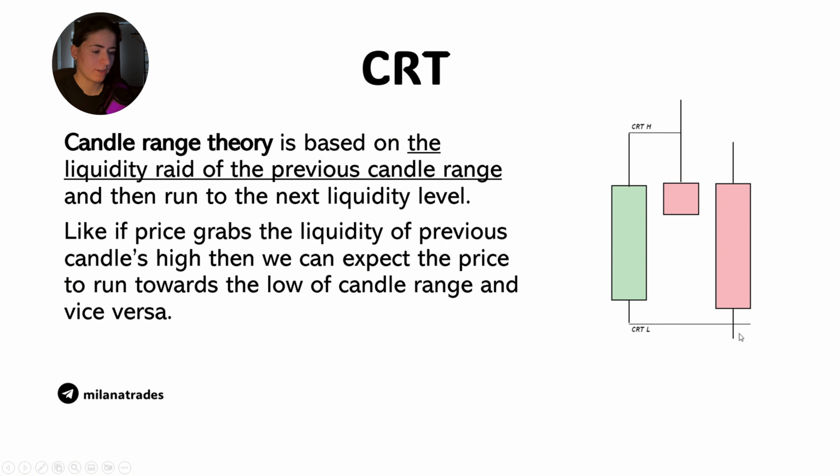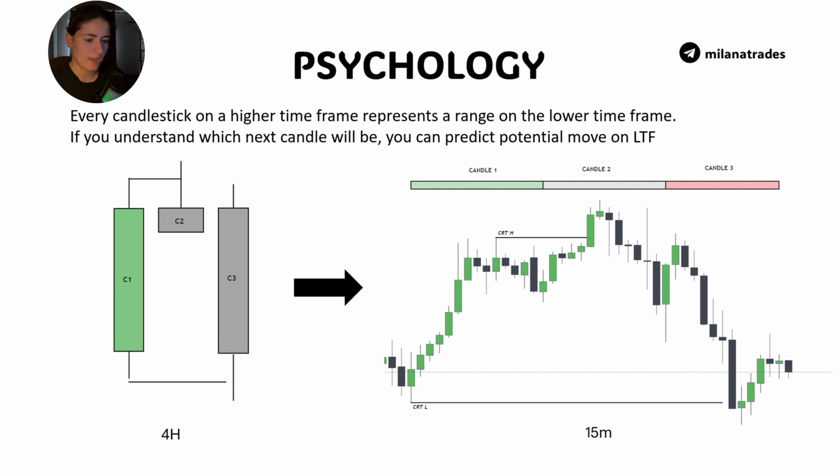Now let's take a look at psychology. It explains why candles move the way they do. Every candlestick on a high time frame represents a complete range on the lower time frames. And if you understand what type of candle is forming next, bullish or bearish, you can predict potential movement on the lower time frame. Typically, the first candle can either grab liquidity, balance the market, or form a discount zone. Essentially, it sets up a specific move before a potential reversal.